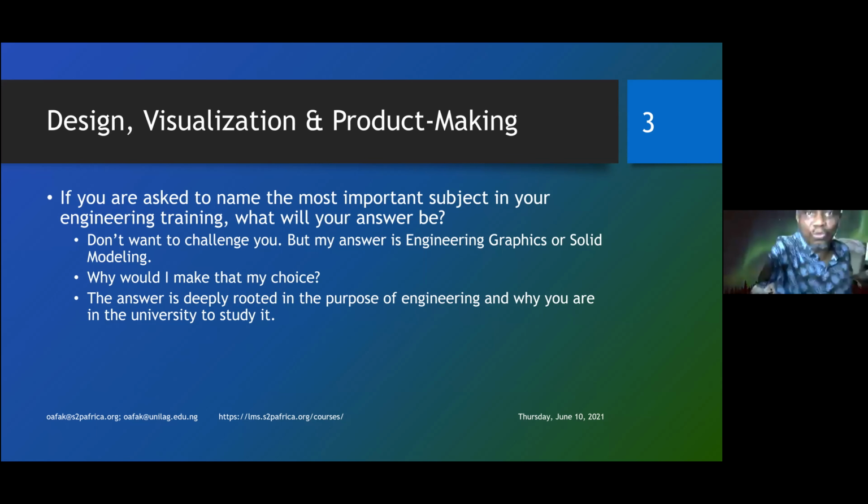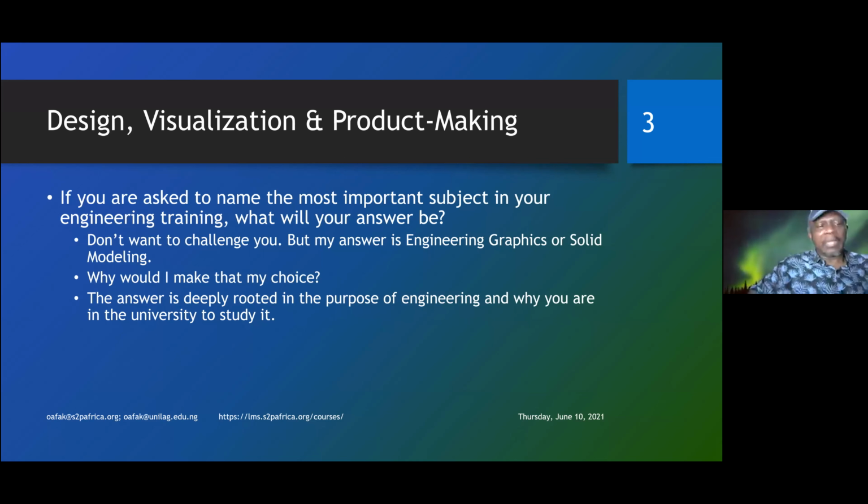So I just want you to first of all bear that in mind. It's not just one course you are taking and then the other courses are more important. It is a very important course. It might actually be the most important course you will take. Why did I make that choice? My answer is deeply rooted in what is the purpose of engineering and why are you in a university studying it? If you can answer those questions deeply, you will begin to see why engineering graphics and solid modeling may in fact be the most important subject that you will take. But let us go on.